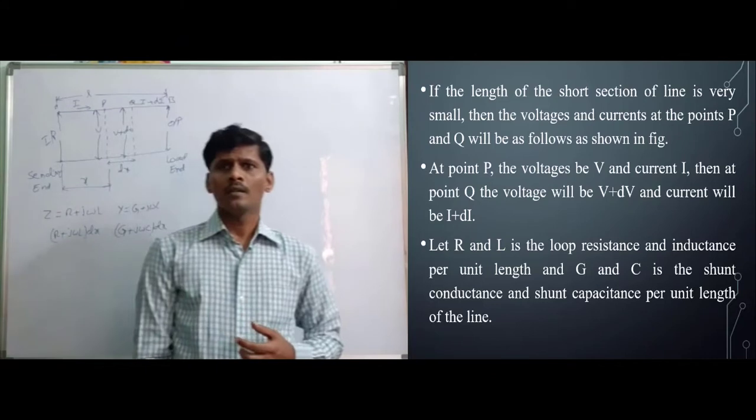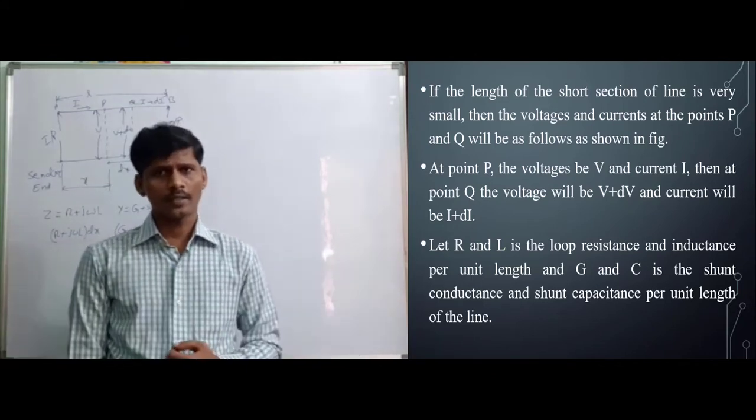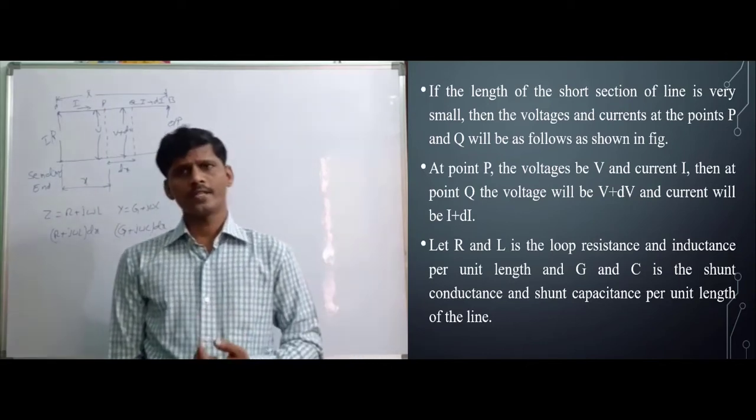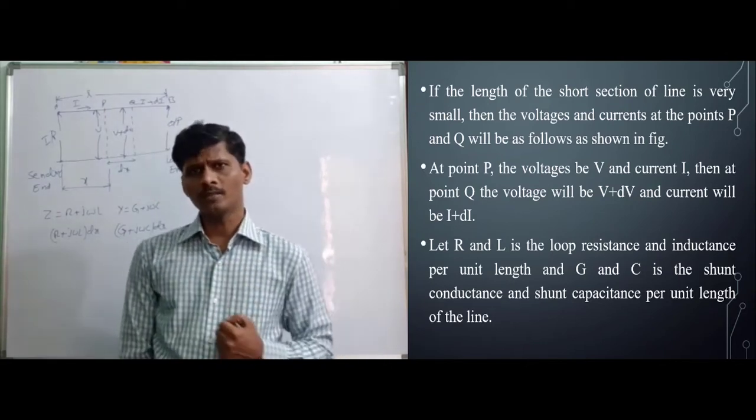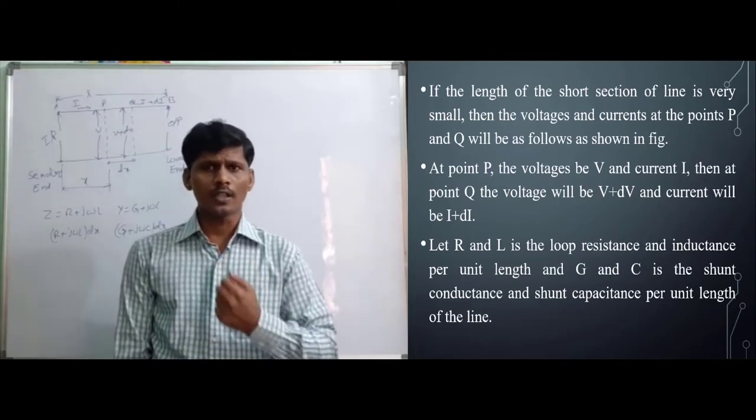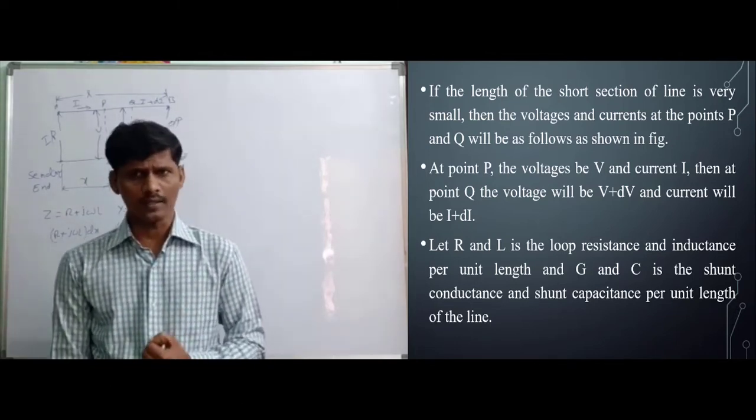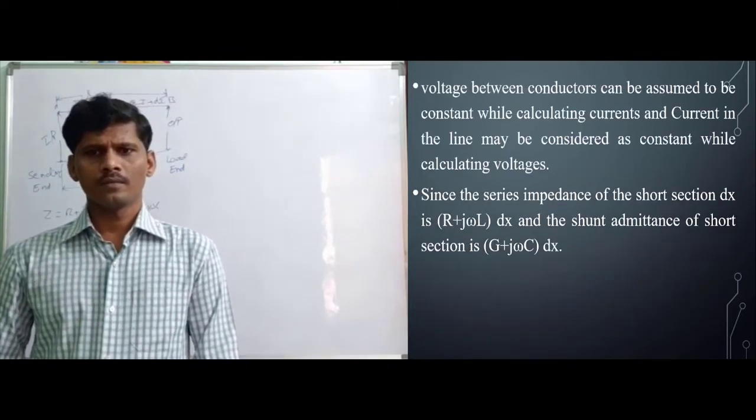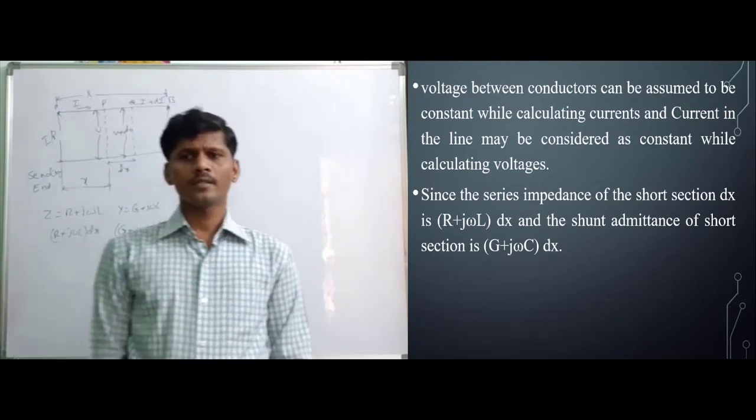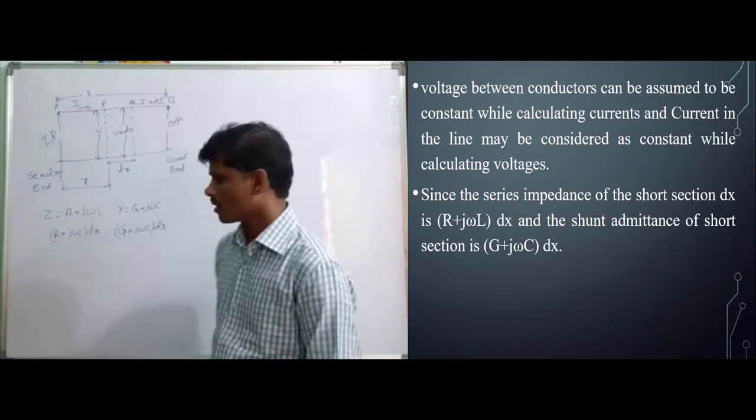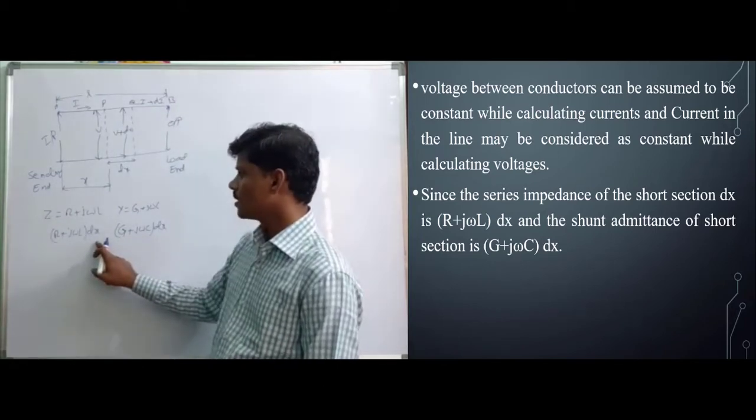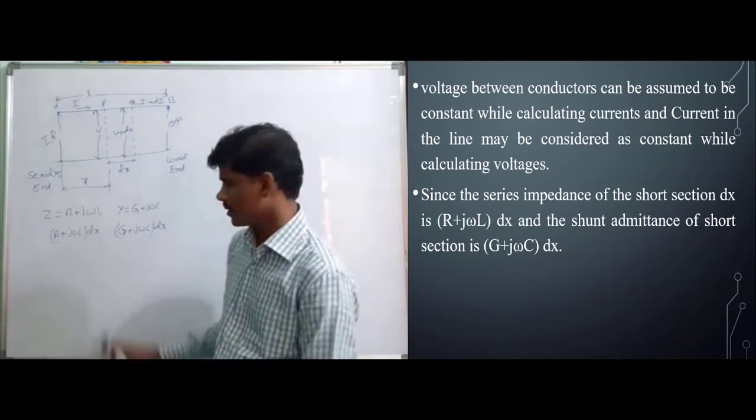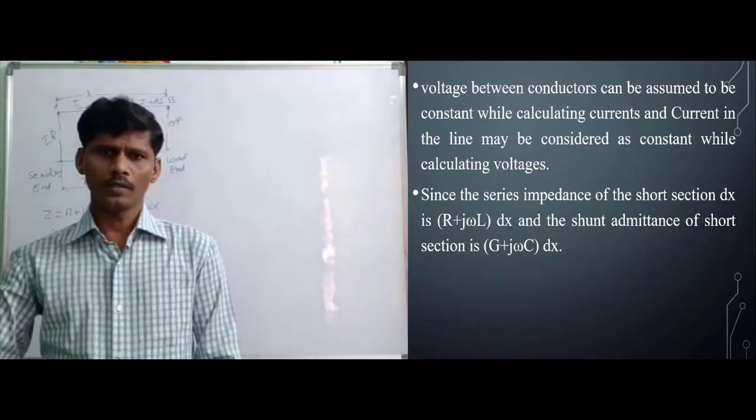R is the loop resistance per unit length of the conductor, L is the loop inductance per unit length, G is the shunt conductance per unit length, and C is the shunt capacitance per unit length. The series impedance of the short section is R plus j omega L into dx, and the shunt admittance is G plus j omega C into dx.